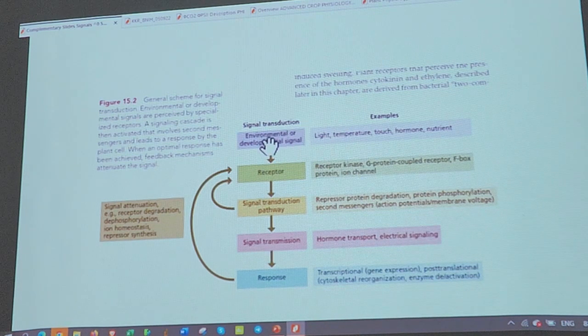So you have your environmental or developmental signal. Developmental signals means something that's naturally in the cell or the nearby tissue within the same organism. For example, auxin. Your plants can produce auxin, so you don't have to necessarily apply auxin to your plant, but within it, it's got auxin anyway. So this auxin is actually a type of signal. You've got environmental signals as well: light, temperature, touch, hormone, and nutrient.